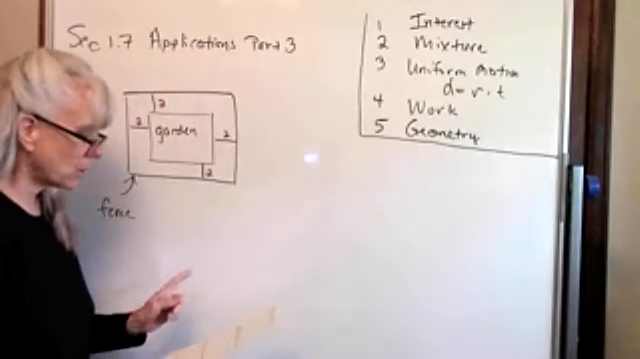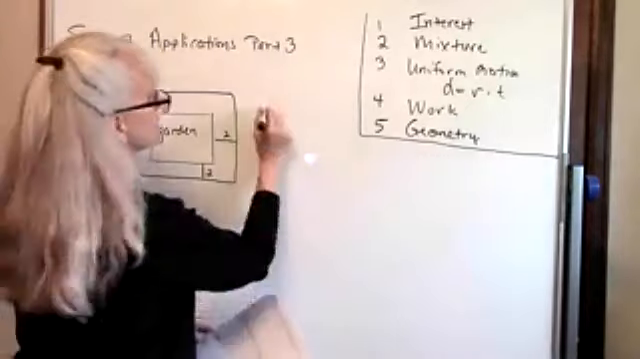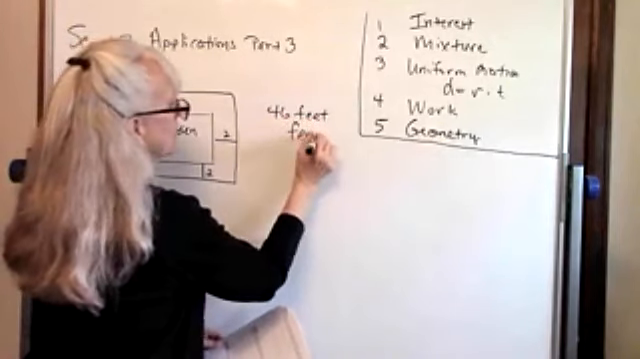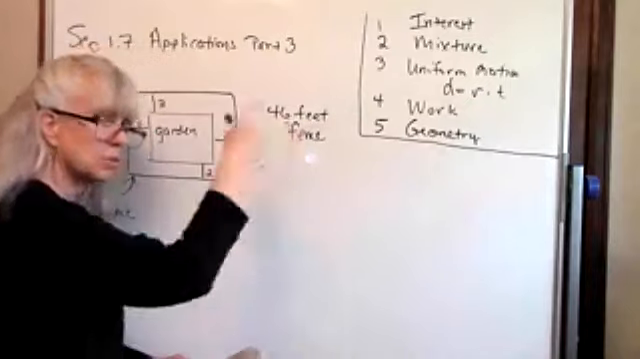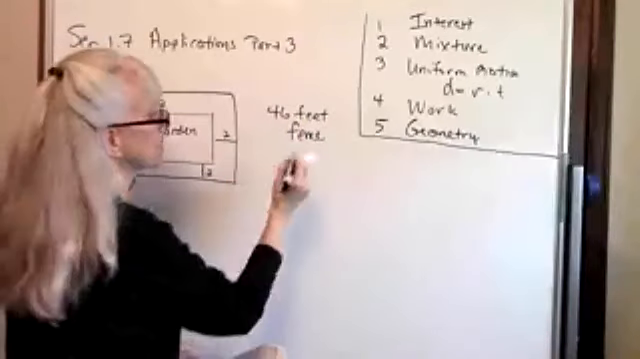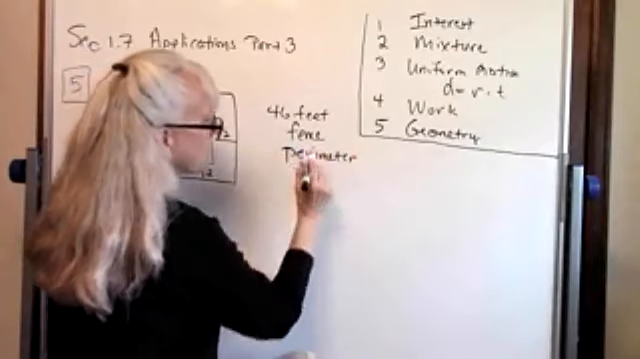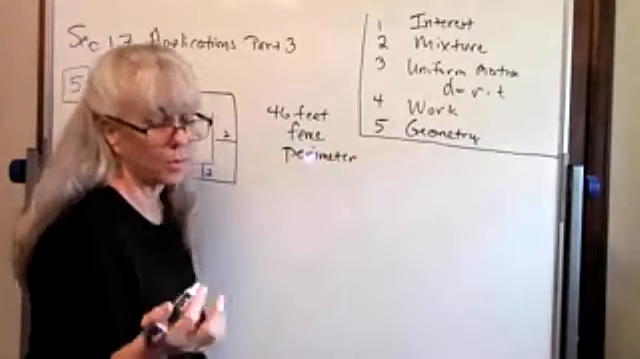We also know we've got a total of 46 feet of fencing. It's important to recognize that fence goes around the outside, so we know we're talking about perimeter. That's what that fencing is implying, that we need perimeter formulas.